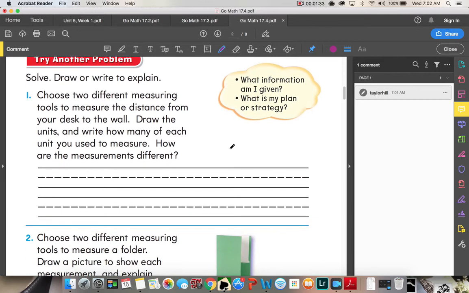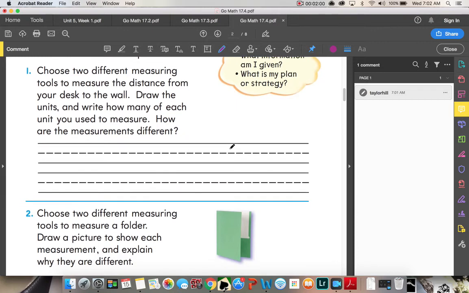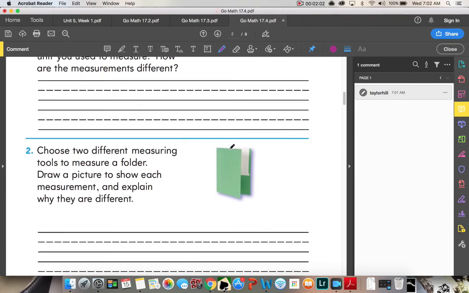Okay. Choose 2 different measuring tools to measure the distance from your desk to the wall. Draw the units and write how many of each unit you use to measure. How are the measurements different? So I want you to use a pencil and a crayon, and use those to measure the distance between your seat and the wall. Measure those out and write down how many you used. So how many crayon lengths was it to the wall and how many pencil lengths was it to the wall?